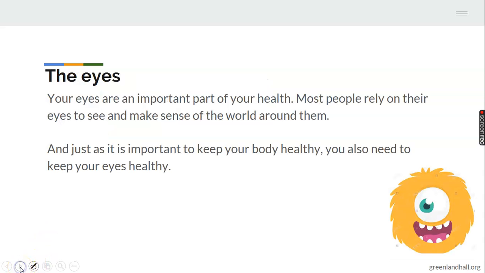So let's roll. The eyes. What is the eye? The eye is also a sense organ. Very important. Last time we also considered some other sense organs like the nose, the ears. Today we'll talk about the eyes. The eyes are important parts of our body, and most people rely on the eye to see and make sense of the world around them.